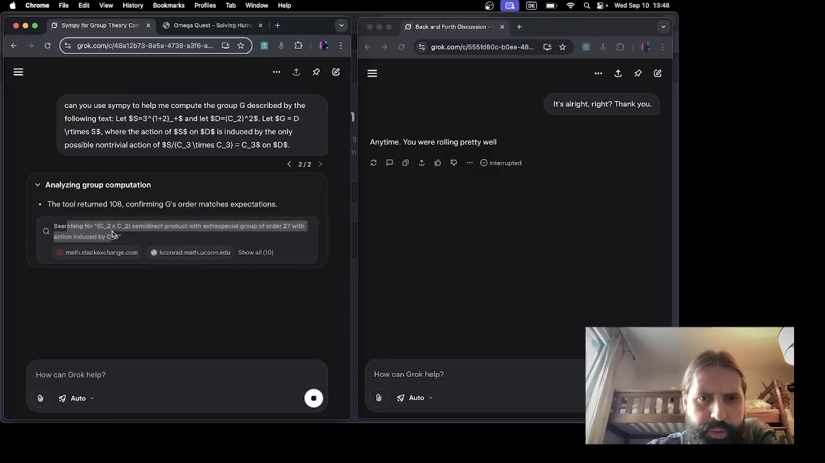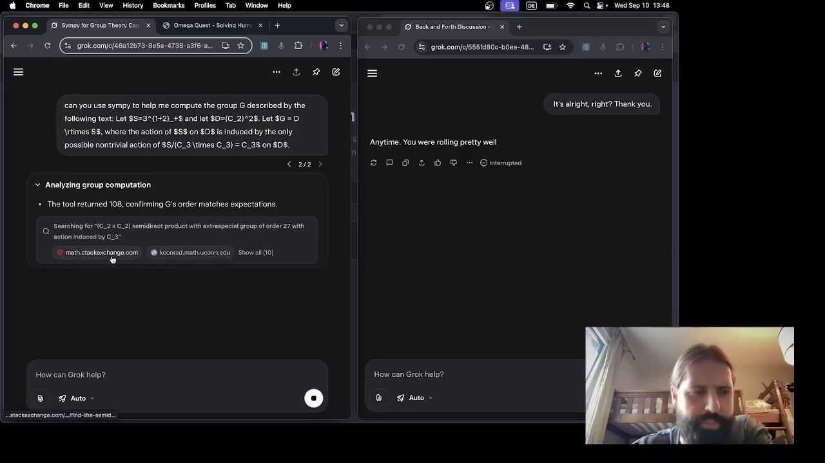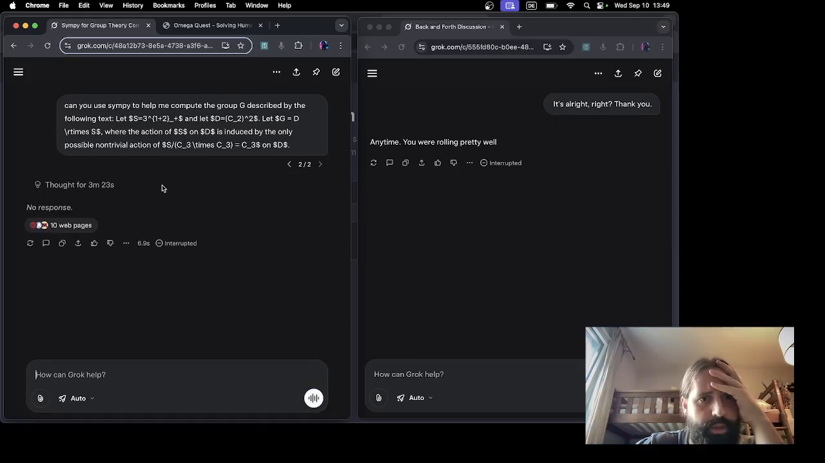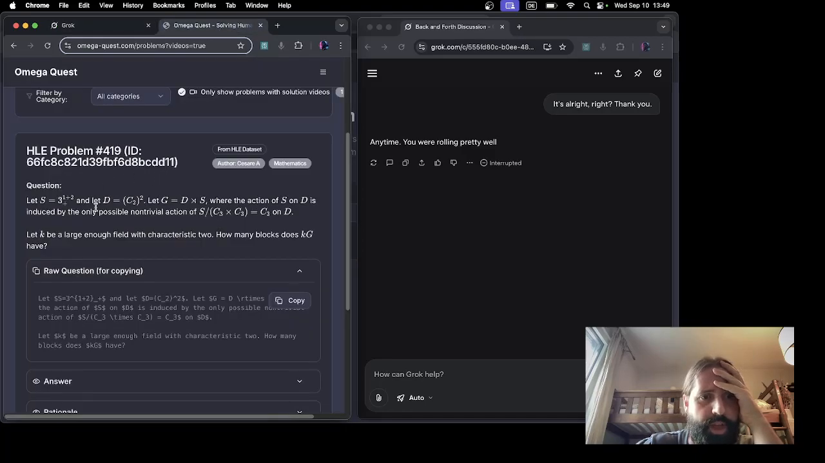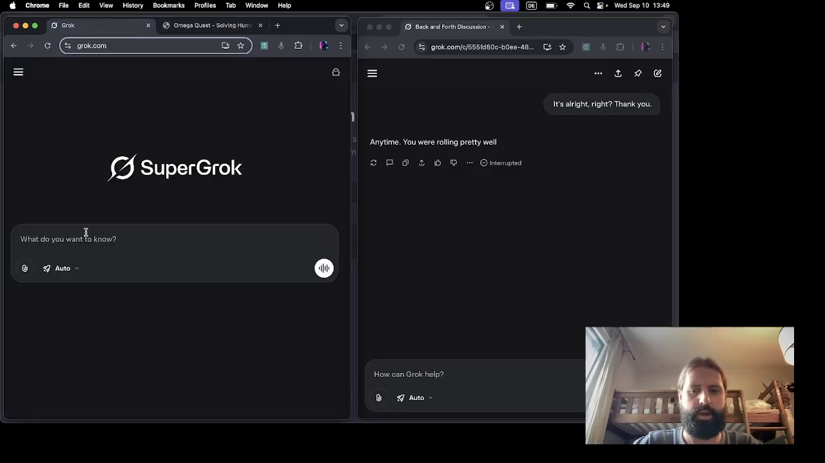No, that starts doing weird stuff like searching on the web. No, don't do that. I'm angry at these. Let's do small steps. I think it just goes off and does weird stuff. It just thinks too much and it gets lost. Let's construct. Let's build this group in SymPy.